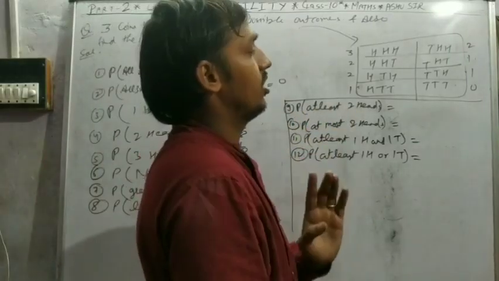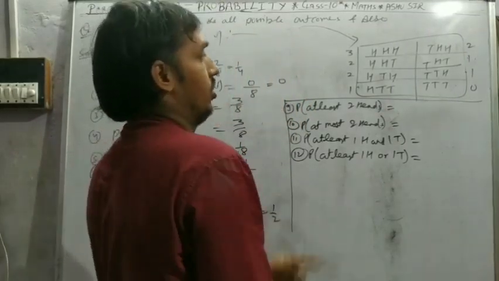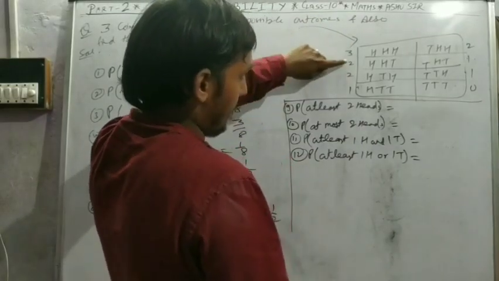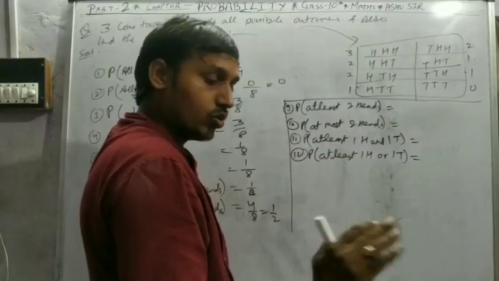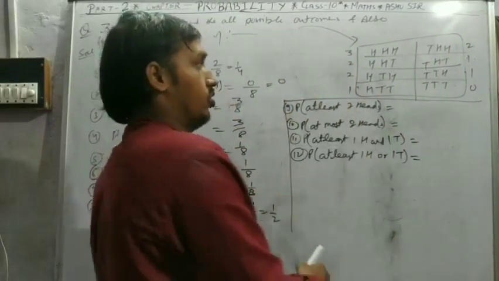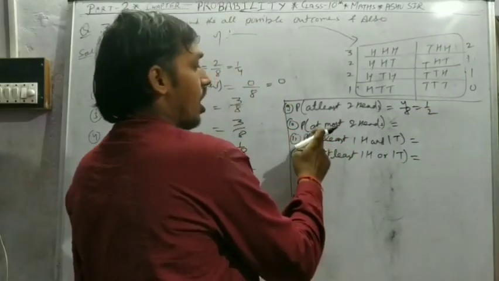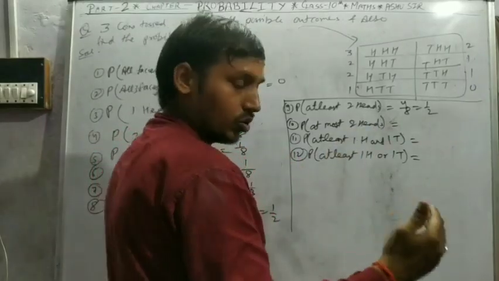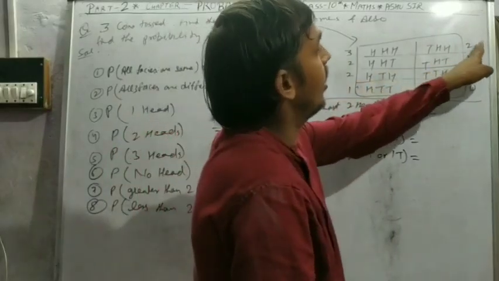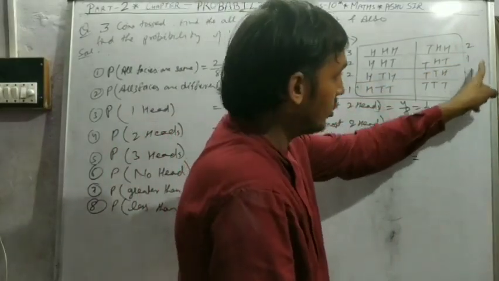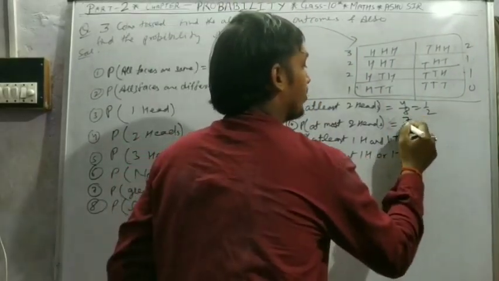At least 2 heads means कम से कम 2 head. So at least 2 means 2 and all greater than 2. That is 1, 2, 3, 4. 4 by 8, 1 by 2. At most 2 heads means 2 or less than 2. So 2 and less than 2 also. 0 head, 1 head, 2 head. That is 7 by 8.